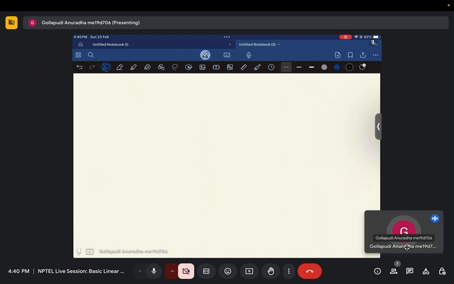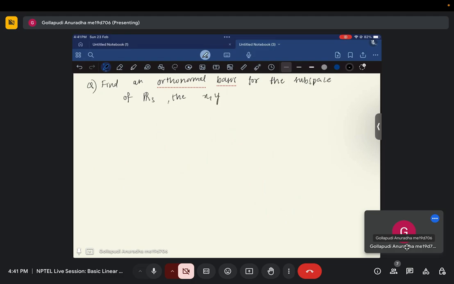Okay, take a simple question better. So find an orthonormal basis for the subspace of R3, the plane. So find the orthonormal basis for this plane.